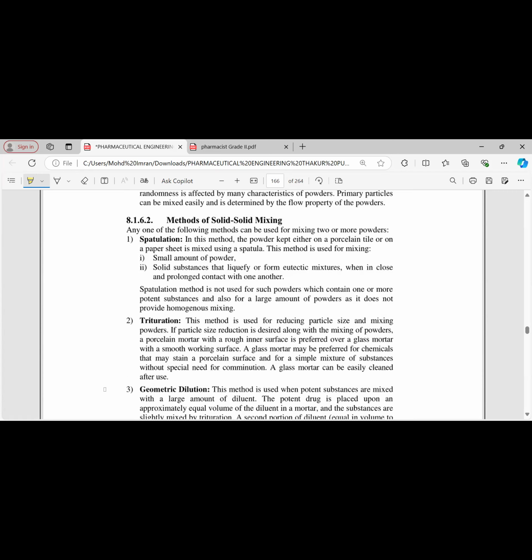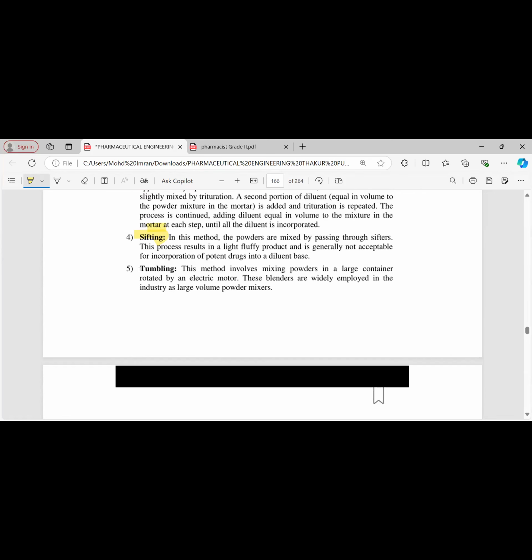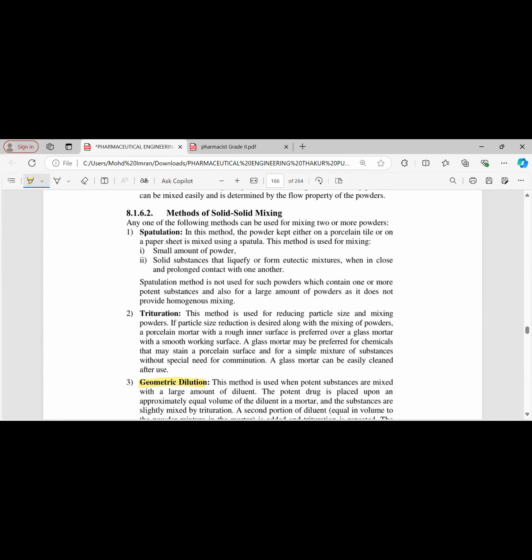Next, methods of mixing. How many different methods are there for mixing? One is spatulation, where you use spatulas for mixing. Trituration, using mortar and pestle to triturate and mix. Yes, trituration with mortar and pestle can be used for mixing. Geometric dilution, one of the very, very important concepts of mixing. Sifting, yesterday we discussed the sifters, or sieves, sieving or sifting. And tumbling, this is also one of the methods of mixing.